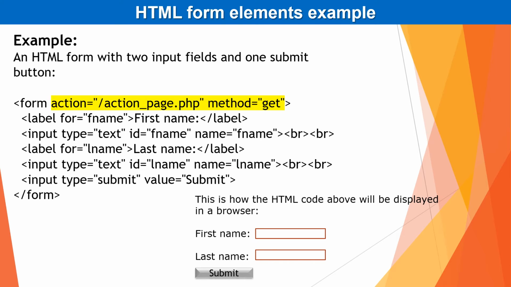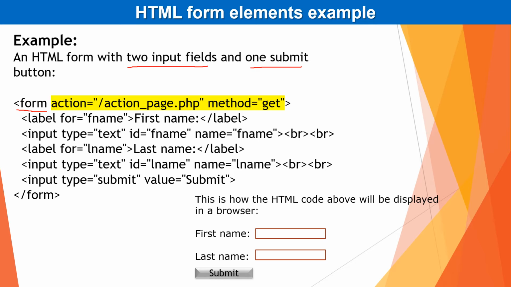Let us see the form element example. What is this example? An HTML form with two input fields and one submit button. This is very important: it is the HTML form we are going to develop here. Now, this is the form tag. Firstly the form tag is developed.